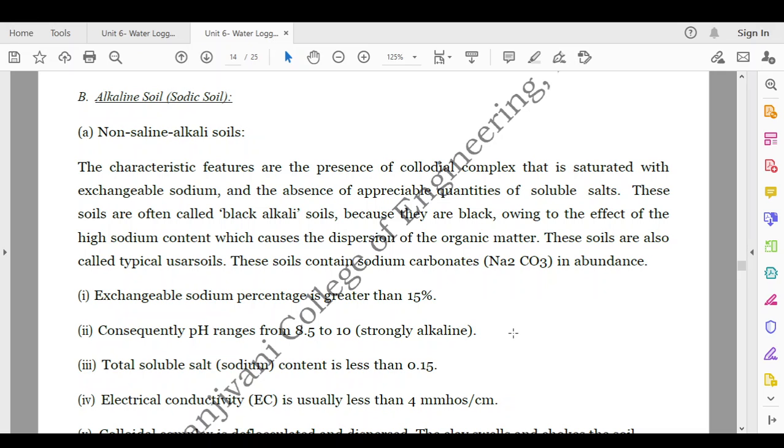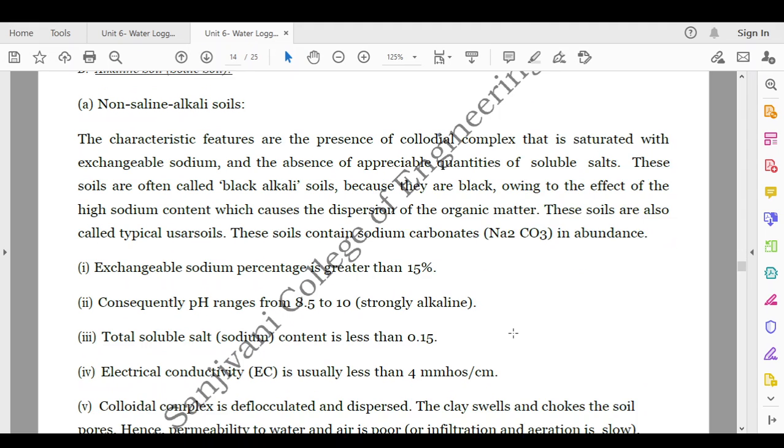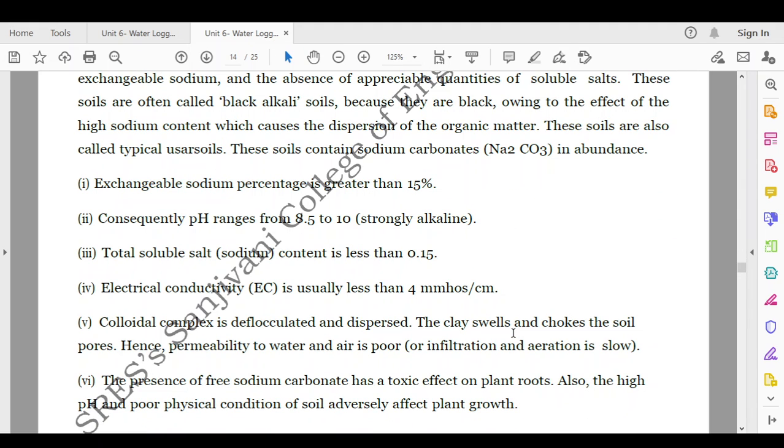Exchangeable sodium percentage is greater in these soils, more than 15%. Consequently, pH ranges from 8.5 to 10, which is strongly alkaline. Total soluble salt content is less than 0.15%. Electrical conductivity, EC, is usually less than 4 millimhos per centimeter. The colloidal complex is deflocculated and dispersed. The clay swells and chokes the soil pores. Hence, permeability to water and air in these types of soil is very poor, so infiltration and aeration are low.